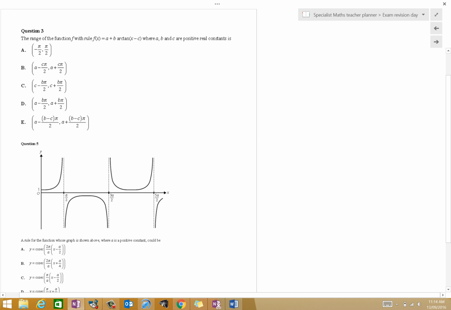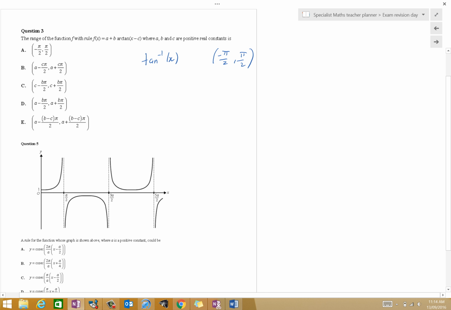All right, now this one. Think about the graph of tan. We have to restrict the domain for it to have an inverse, so we restrict the domain to negative pi on 2 to pi on 2. So the range of the inverse tan of x is equal to minus pi on 2 to pi on 2. That's straight off your formula sheet.